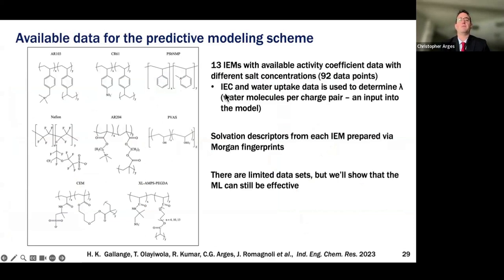Associated with each of these membrane materials, we have the ion exchange capacity value, that's the number of charge groups on the material, and water uptake. We then derived solvation descriptors for each IEM material prepared via Morgan fingerprints. I'm not going to get into that today. But even with this limited data set, 92 data points, which doesn't scream machine learning, we show that it can still be quite effective.